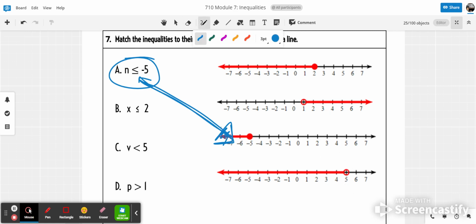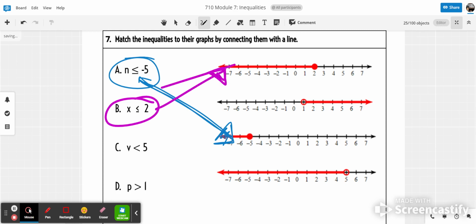For B, we have less than or equal to 2. So again, my less than or equal tells me that I have to have a closed circle. There's only one other option that has a closed circle. It also starts on 2, and it goes to the left. All right, we have C is less than 5. If I look at this graph right here, that shows greater than 1, right? So I cannot use graph 2, and that's where I get graph 4 because it starts on 5, it has that open circle, and it goes to the left.